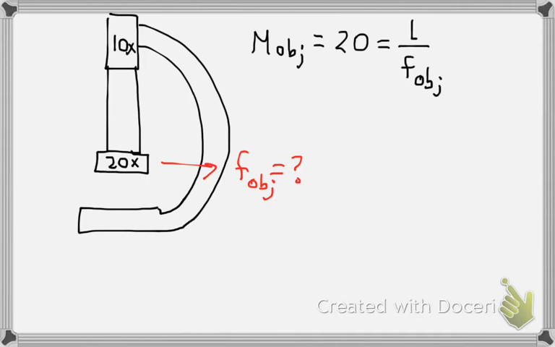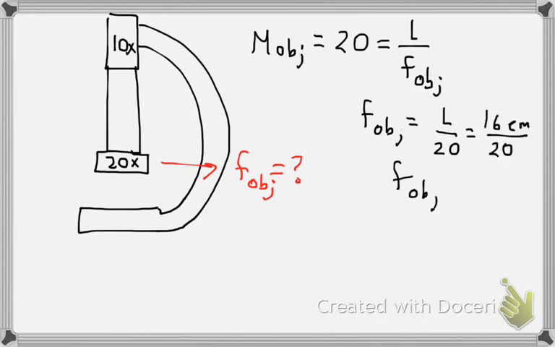If the microscope says 20x at the location where the objective lenses are, then 20 is going to be equal to L divided by FOBJ. L is the standard length of a microscope. All microscopes are built with a standard length of 16 centimeters. So we replace 16 centimeters and we divide by 20 to get a focal length of the objective of 0.8 centimeters. That's the same as 8 millimeters.